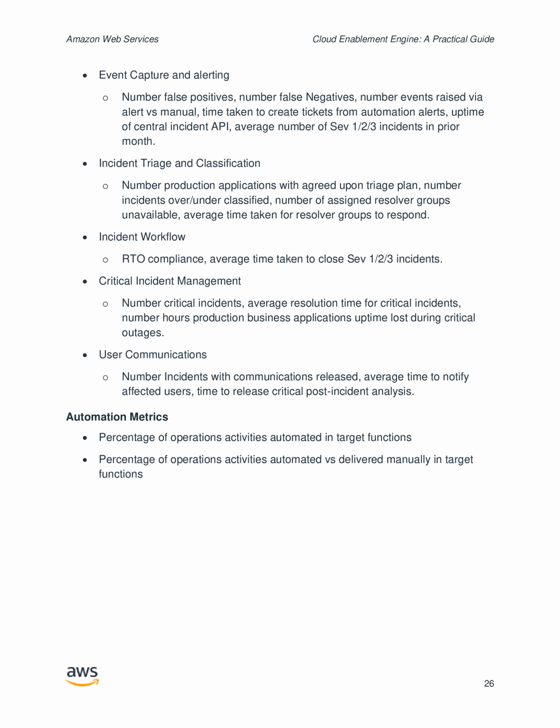Critical incident management. Ops metrics: number of critical incidents, average resolution time for critical incidents, number of hours production business applications uptime lost during critical outages. User communications. Ops metrics: number of incidents with communications released, average time to notify affected users, time to release critical post-incident analysis. Automation metrics. Percentage of operations activities automated in target functions. Percentage of operations activities automated versus delivered manually in target functions.